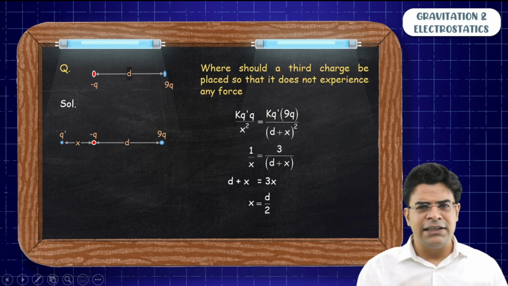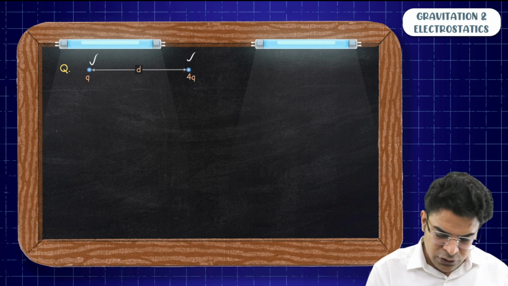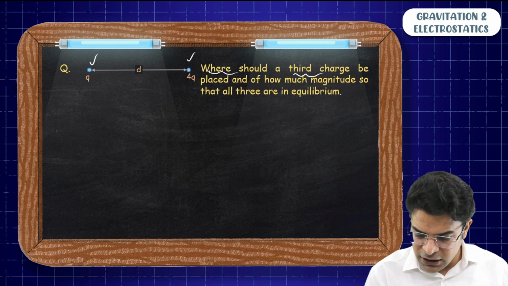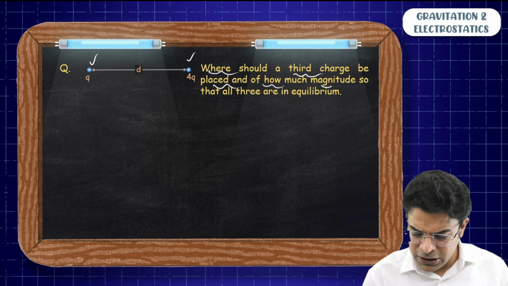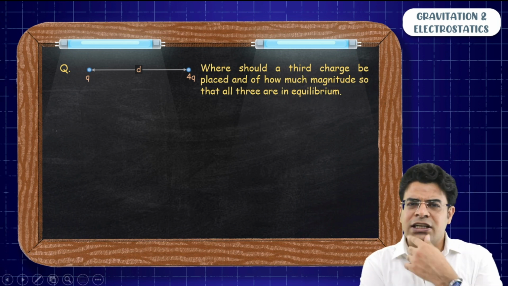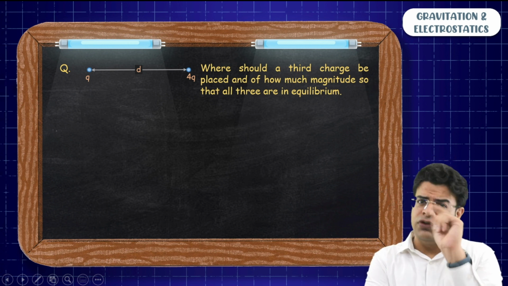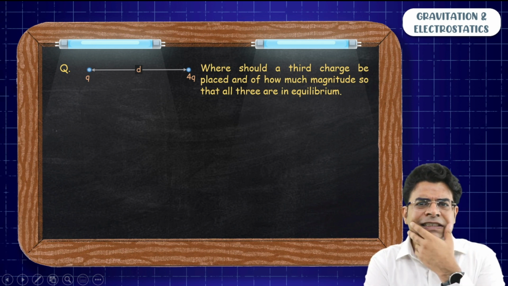So one last example before we finish off this hour. The example goes like, there are two charges q and 4q. Where should a third charge be placed, and of how much magnitude, so that all the three charges are in equilibrium? So the question is, where should you place a third charge and how much has to be the magnitude of the third charge so that all the three charges are in equilibrium?